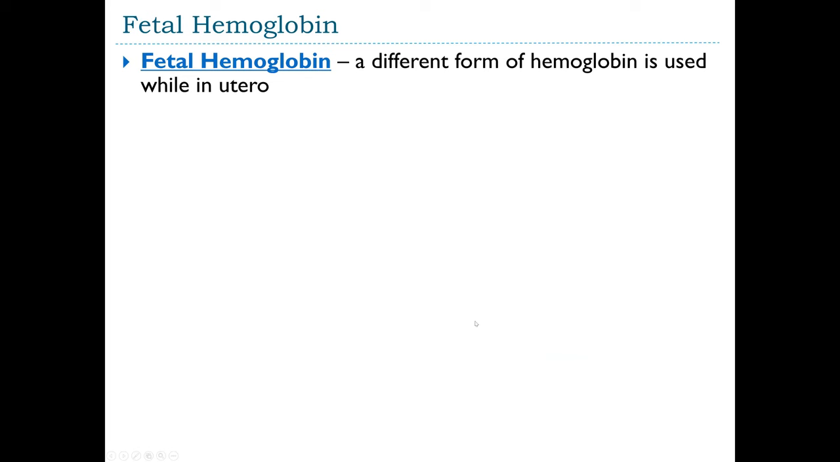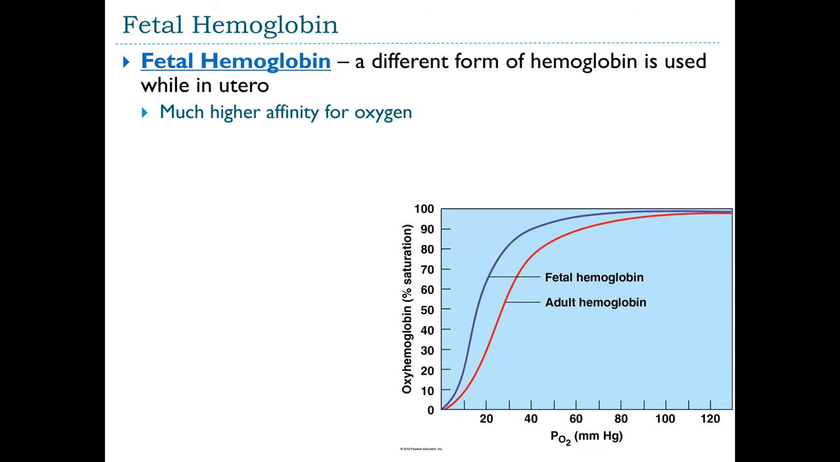And then finally, we have fetal hemoglobin. Fetal hemoglobin is a different form of hemoglobin that is used while you are in utero. And then shortly after birth, you switch over to an adult hemoglobin form. But fetal hemoglobin has a much higher affinity for oxygen.